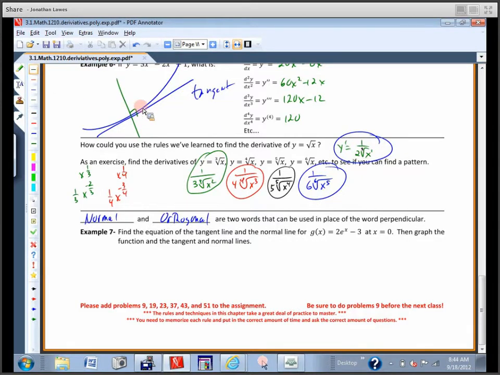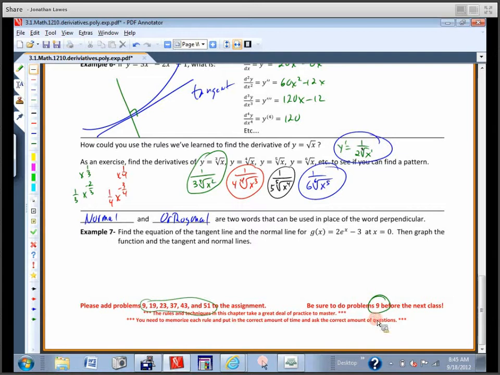So we're used to doing stuff like this. We're used to finding the tangent line. So if that's the tangent line, it's right in line with the curve. The normal line or the orthogonal line would look something like this. It would meet at that same point of tangency, but it would be perpendicular to the tangent instead of parallel with the tangent, parallel with the curve, if you will. Does that make sense? Okay, so let's take a look at the last problem.